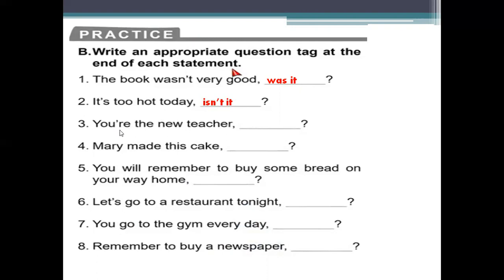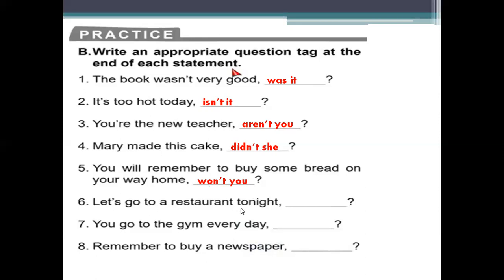You are the new teacher. Are is the auxiliary verb, so the answer is aren't you. Mary made this cake. There is no auxiliary verb here, but the verb made is in the past, so we use didn't in the past. Didn't she? You will remember to buy some bread on your way home. So the auxiliary verb here, will, is affirmative. We use won't you, which is negative.